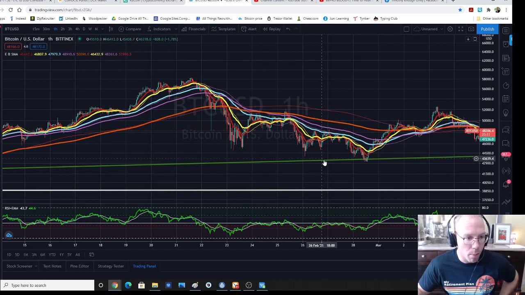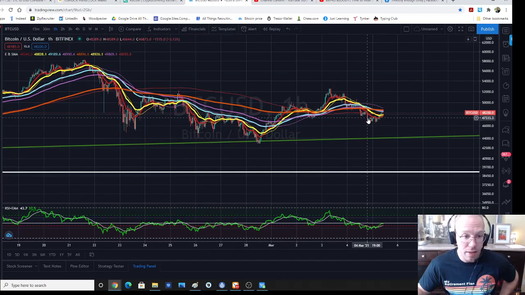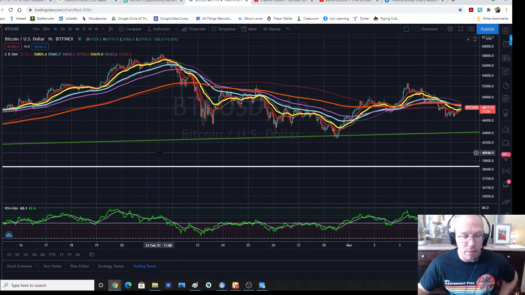Here we go. So trying to catch bottoms on lower time frames, and this is still good. It's probably gonna hit the white line. So trying to catch these bottoms is dumb. It literally will, on lower time frames.